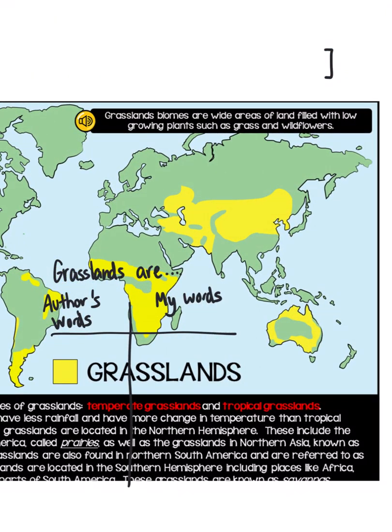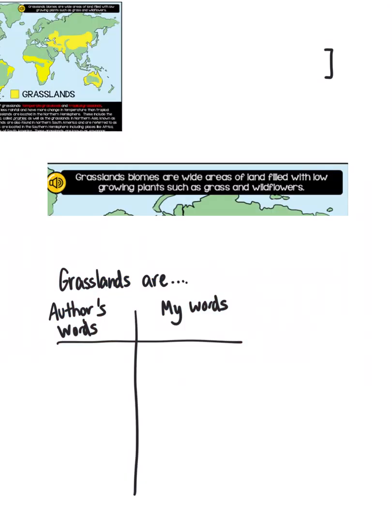Okay, this tells us that grassland biomes are wide areas of land filled with low-growing plants such as grass and wildflowers. Okay, so let's look at some important vocabulary words. First, the author tells us that grassland biomes are wide areas of land. So to me, that means they cover a large amount of space.